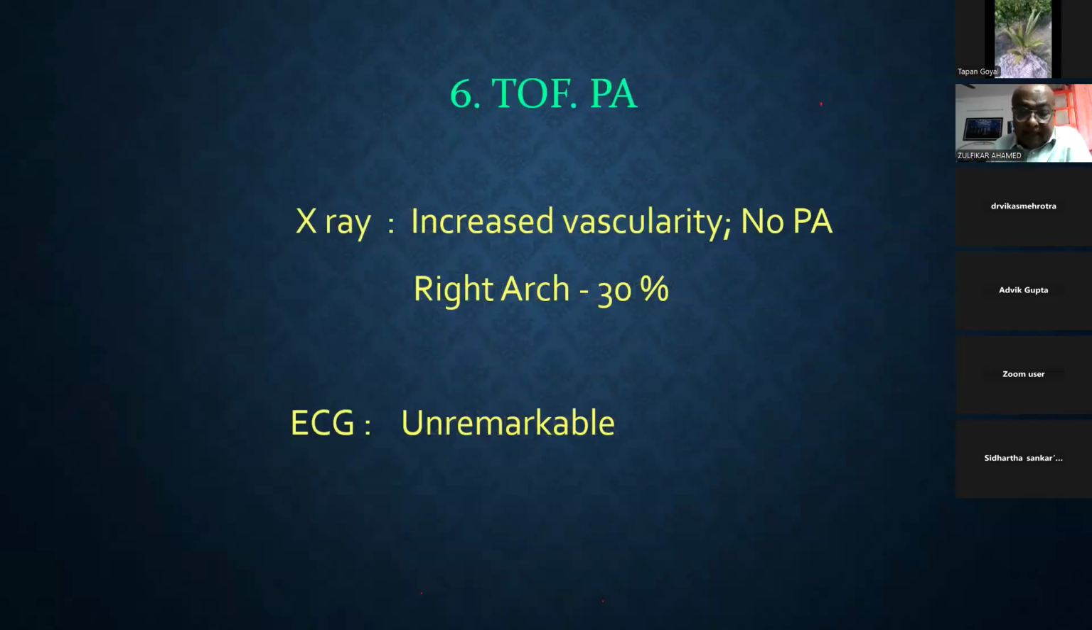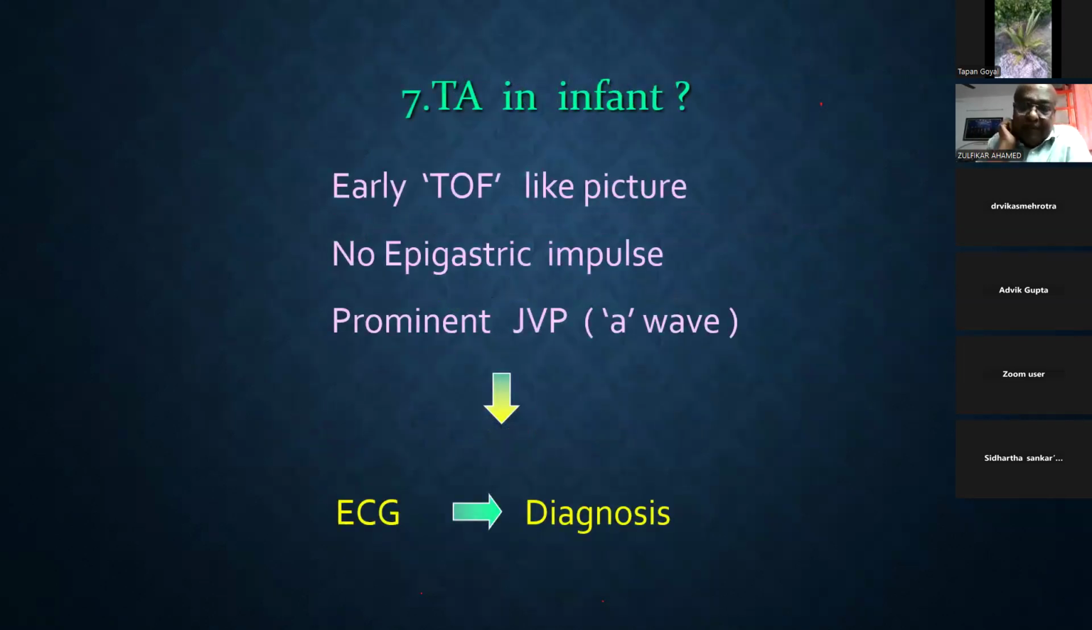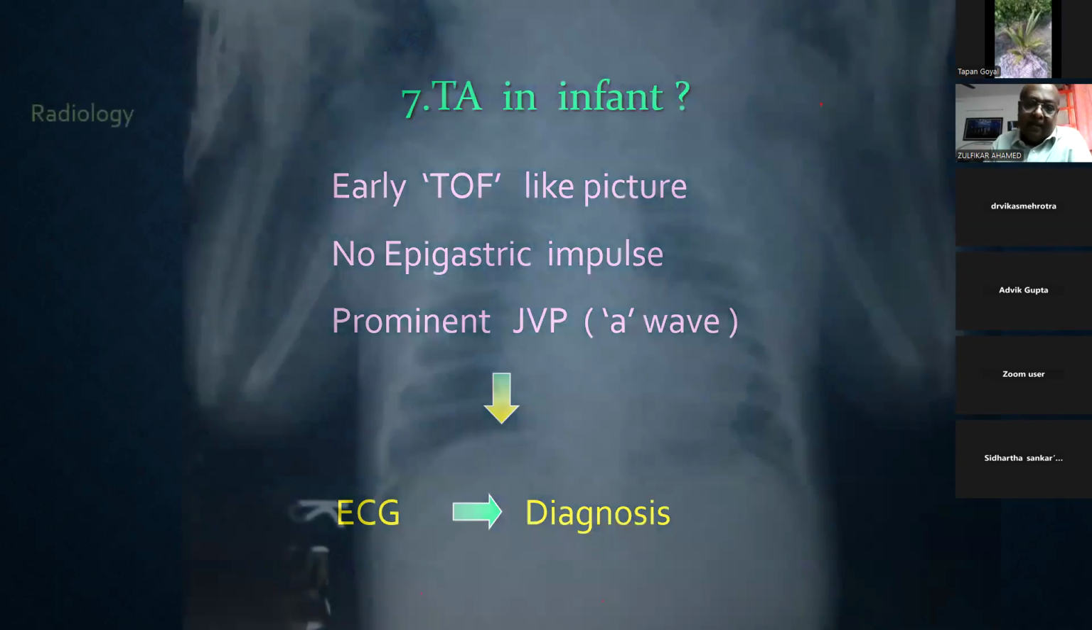And you can have a right side aortic arch in around 30%. Now, tricuspid atresia. Actually, tricuspid atresia clinically behaves like a very severe early Fallot. But the interesting thing is that there is no epigastric impulse and there can be a prominent A wave in the JVP if you look very carefully. And ECG makes the diagnosis.